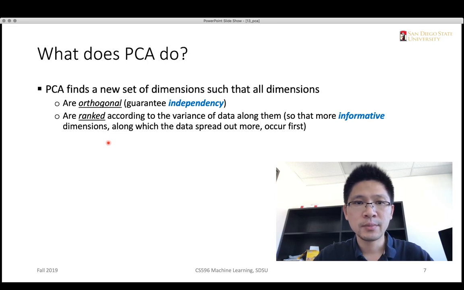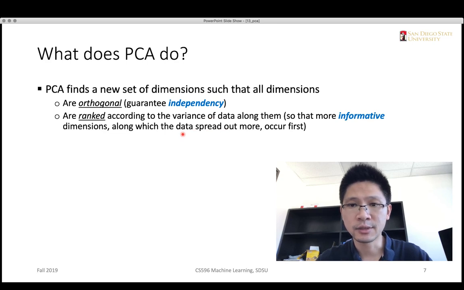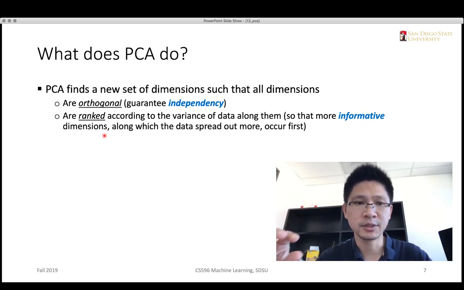So what PCA does is to find a set of dimensions such that all those dimensions are, I use the term orthogonal. So it means all the dimensions selected are independent. And also, those new set of dimensions are ranked according to the variance of data along them. Okay, so this variance of data is just a degree of how data points spread out along those dimensions. And those dimensions are ranked in such a way that the most informative dimensions are ranked at a higher position. Okay, so this is basically the function or what PCA tends to achieve.